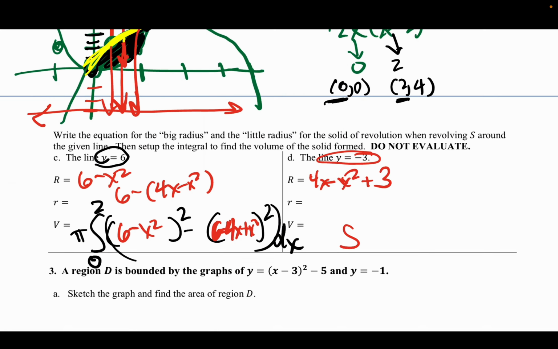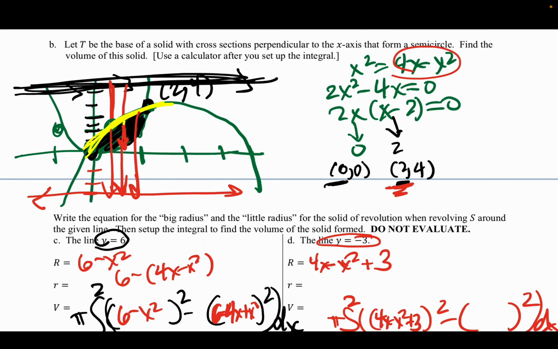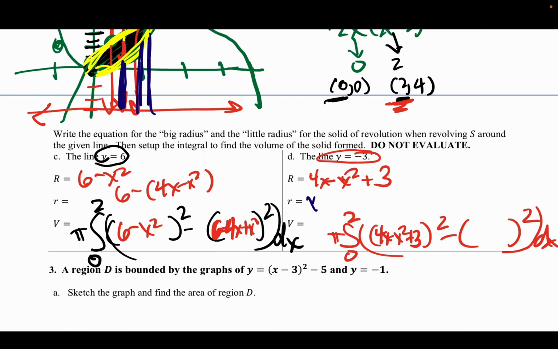So I'm going to have the integral. It's still like the x-axis, so that's dx, and I'm still going from 0 to 2. This is going to go here: 4x minus x squared plus 3. And then the inner radius is going to be this green one right here, and now it's in yellow, however that helps you. I'm going to use that curve, which is x squared minus negative 3, which gives me x squared plus 3.